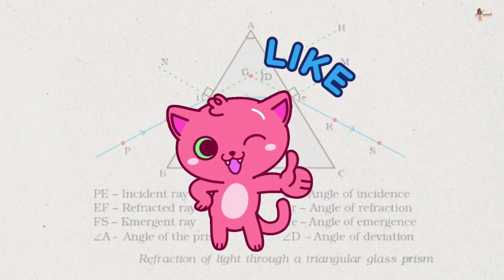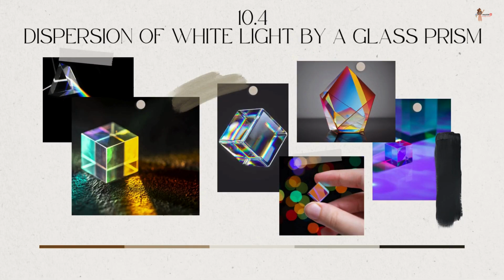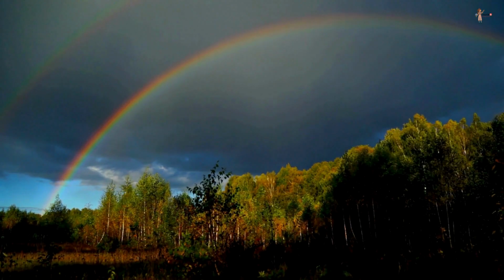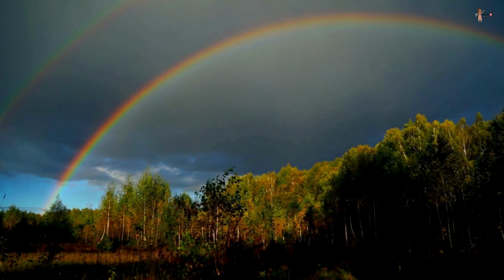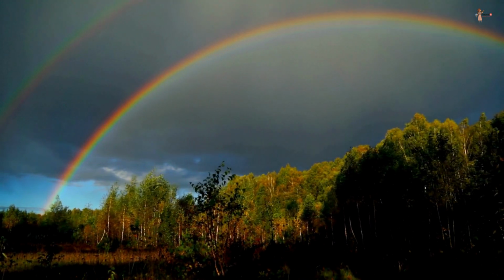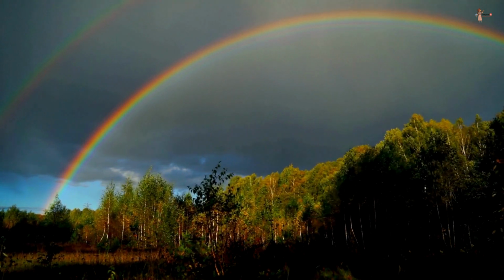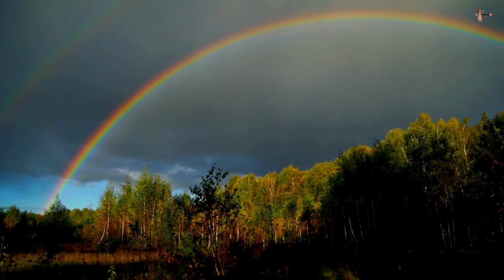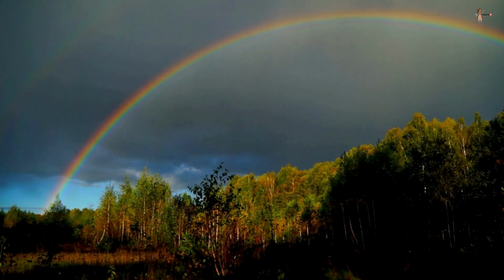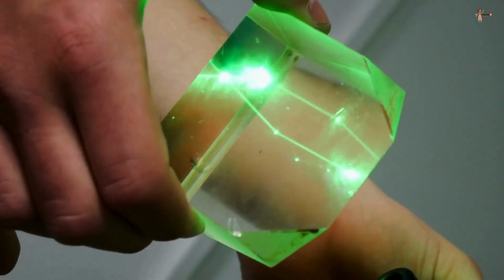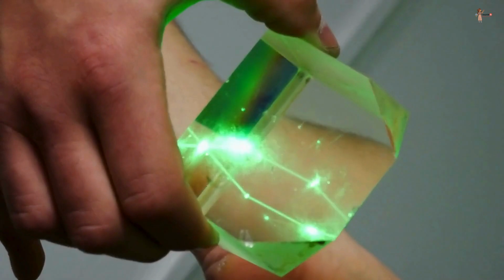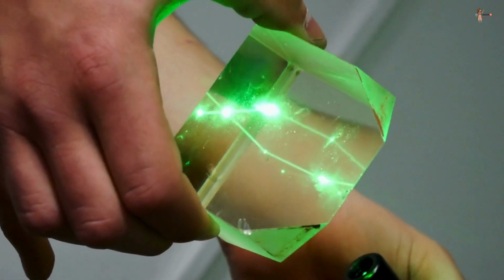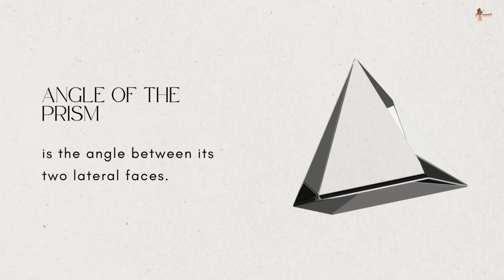Let's move on to our next topic, which is dispersion of white light by a glass prism. You must have seen and appreciated the spectacular colors in a rainbow. How could the white light of the sun give us various colors of the rainbow? Before we take up this question, we shall first go back to the refraction of light through a prism. The inclined refracting surfaces of a glass prism show exciting phenomena. The angle between its two lateral faces is called the angle of the prism.